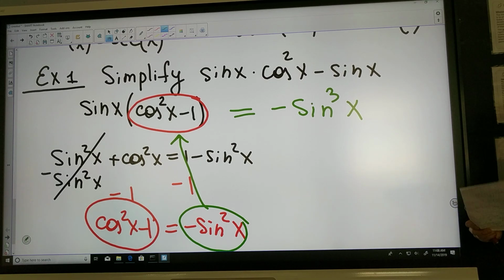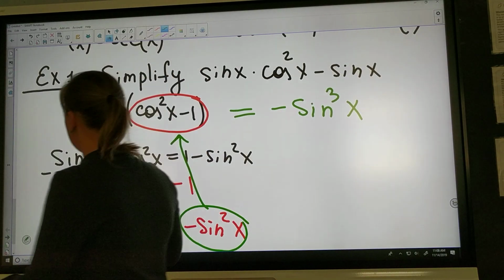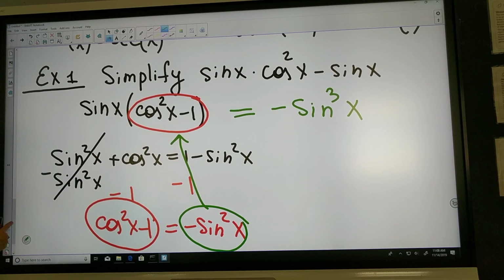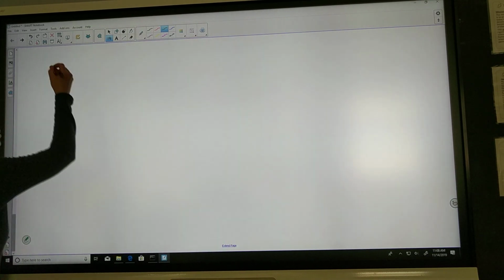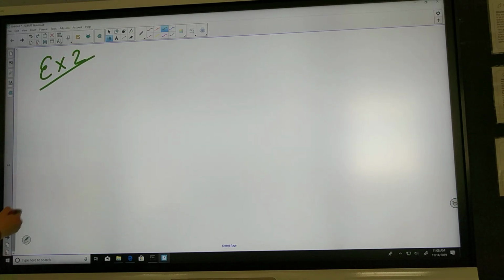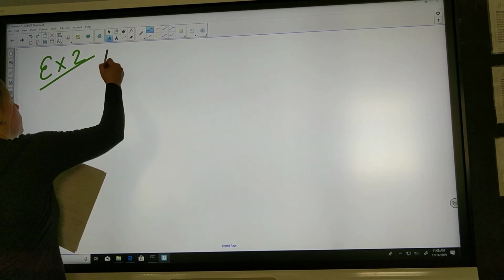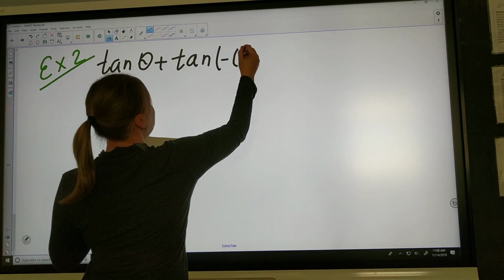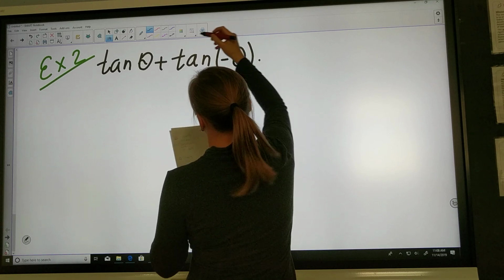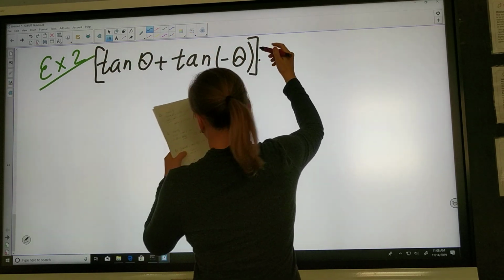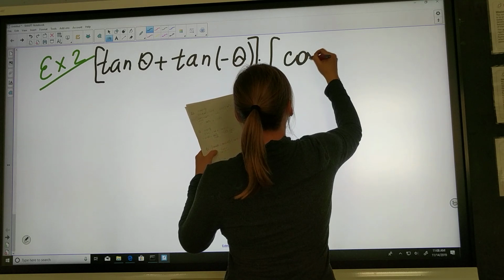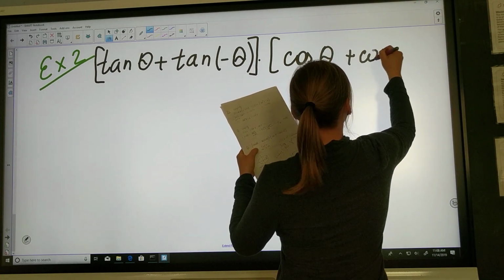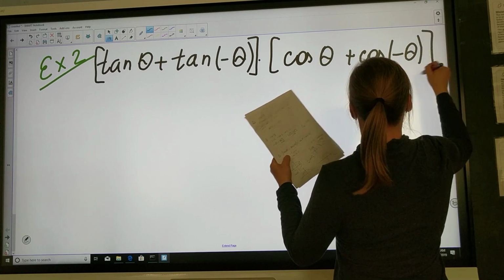There are 3 more examples. Let's move to example 2, and I will ask you to simplify this. Example 2, mark it as a very important 5-star example, which you should review for the benchmark. Tangent theta plus tangent of minus theta, in brackets, times cosine theta plus cosine of minus theta.